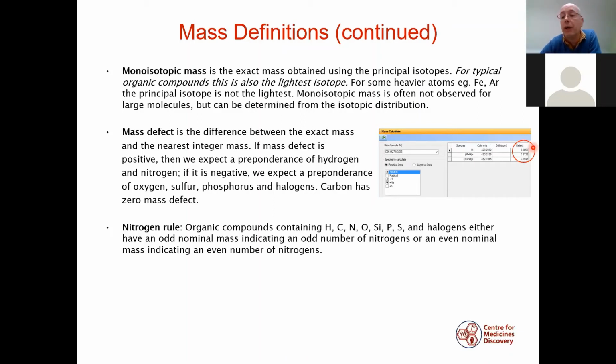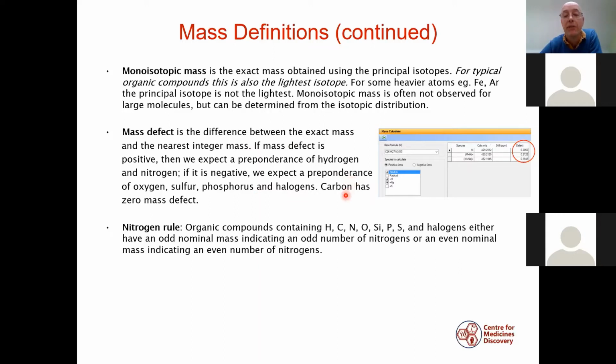And if we have a positive mass defect, that indicates that in our compound, if it's a hydrocarbon, we will have a preponderance of hydrogen and also nitrogen. If the mass defect is negative, which is less common, then there is a preponderance of these elements: oxygen, sulfur, phosphorus, and halogens. Carbon itself, because of the way it's defined, has a zero mass defect.